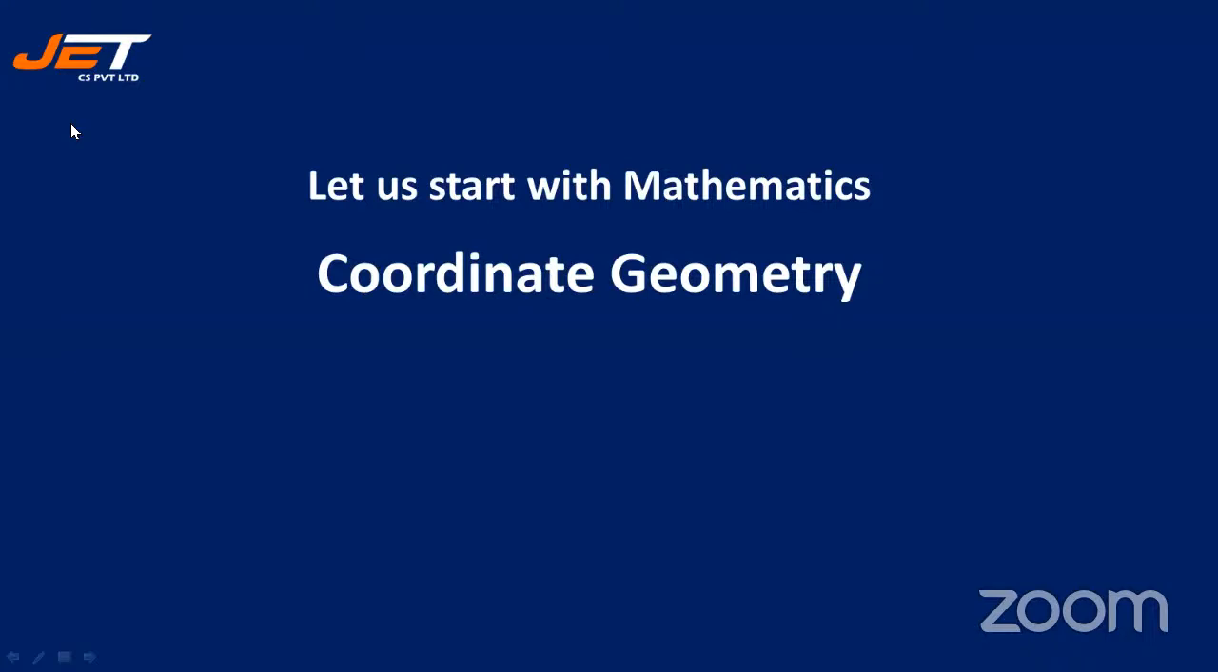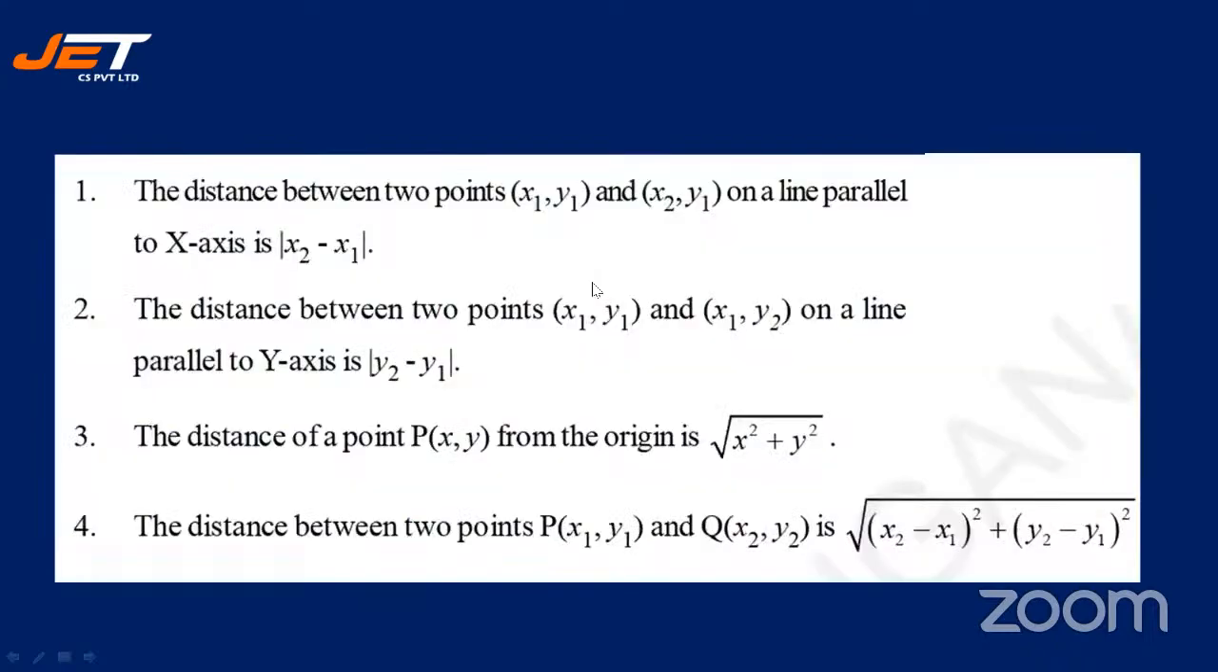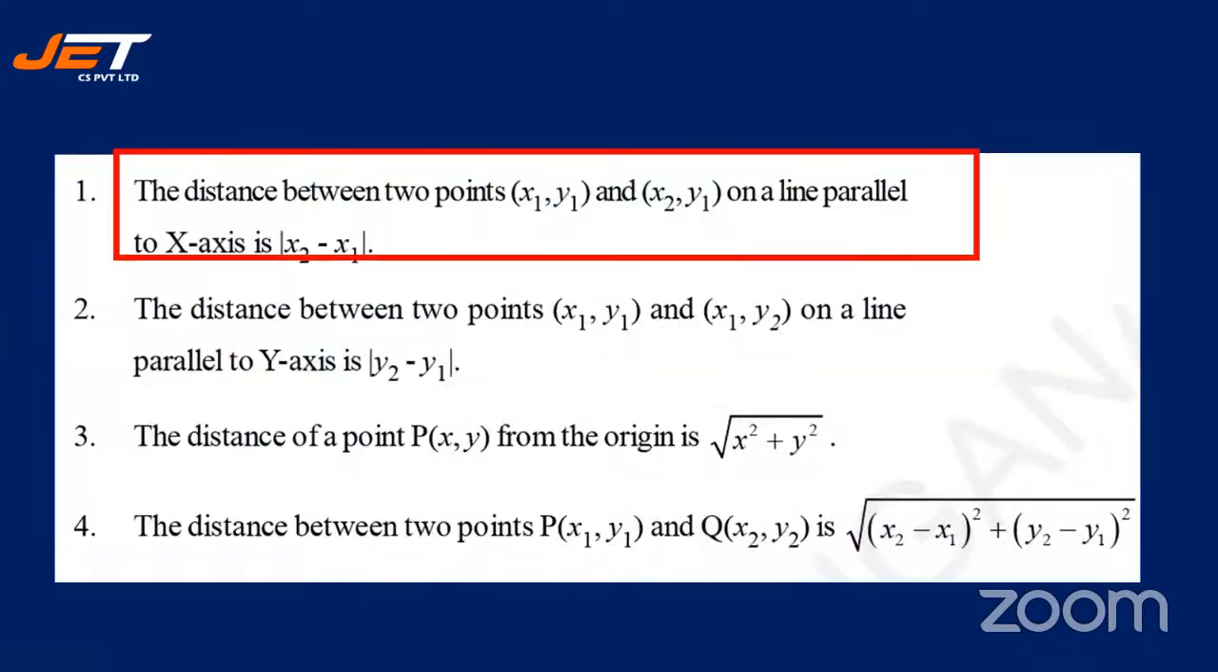Yes, students. Now we are moving on to coordinate geometry. A very interesting one. So this would be a good revision for you all. Before we start with the questions, we are just going to quickly revise the formulas. First is the distance formula, distance between 2 points x1, y1 and x2, y2 on a line parallel to x-axis is x2 minus x1.